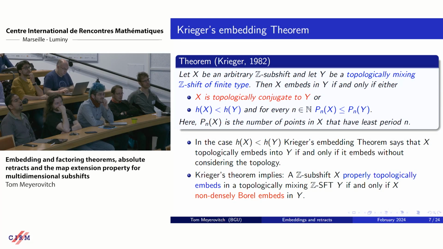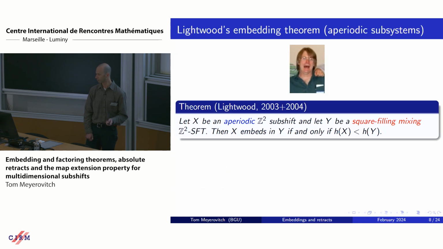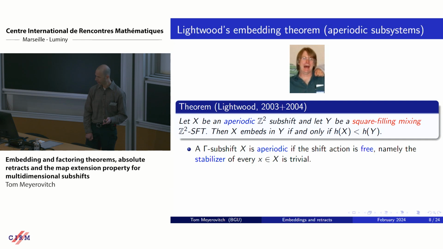You can say if X properly topologically embeds, meaning strictly embeds, not equal, then it's the same as to say that there's a Borel function which is equivariant, a Borel injective embedding, for which the image is not dense. So it's some way to concisely express the fact that the obvious necessary conditions are sufficient. So this is the one-dimensional case.